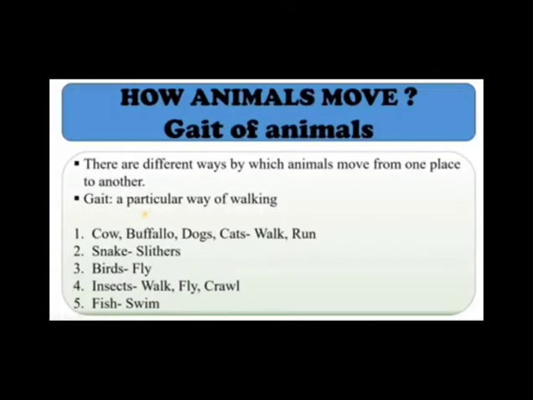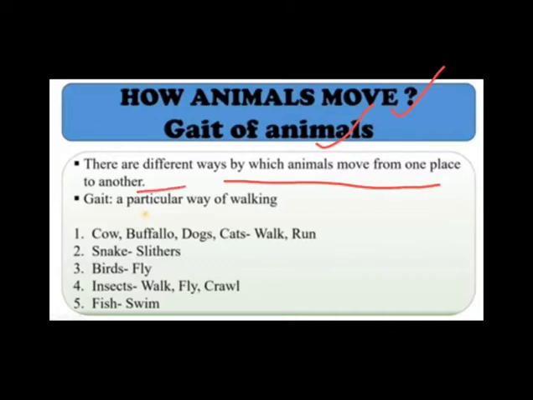So we have discussed the human skeleton, the skeletal system, the muscular system. Okay, we have discussed the rib cage, the skull, the bones, the joints. Now let's move forward. The next topic is how animals move, or what is the gait of the animals. Okay, so now let's discuss some animals. There are different ways by which animals move from one place to another.